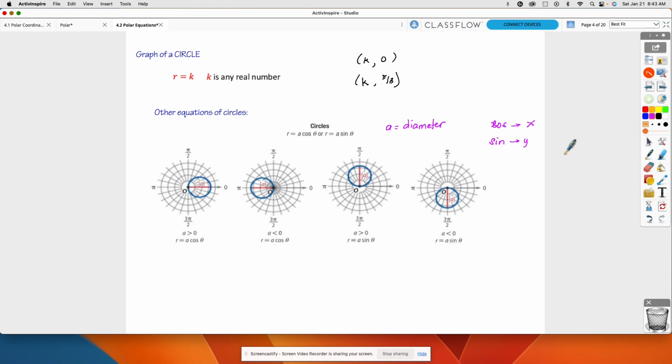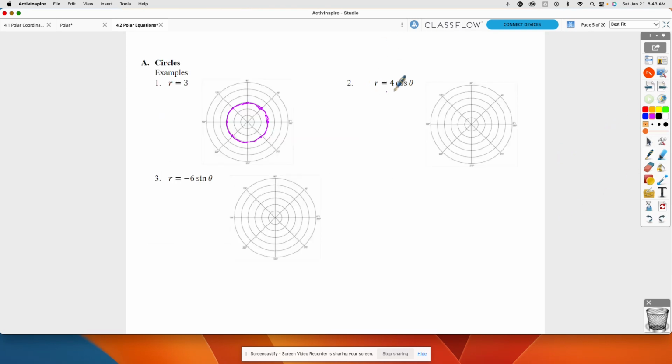We'll just try to have 4 points when we graph a circle, so that we have 4 representative points on the circle. So let's take a look at example number 2. Example number 2, we have r equals 4 cosine theta. So you'd know that your circle would be on the right side, because first, a is positive, and you have cosine, so it should be on the x-axis.